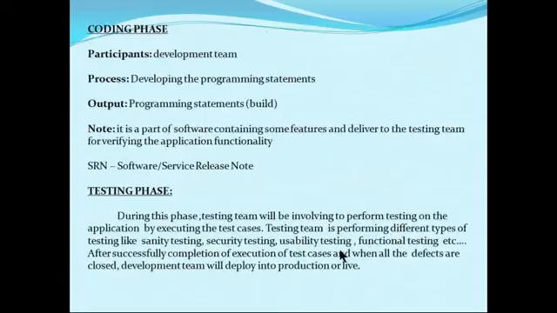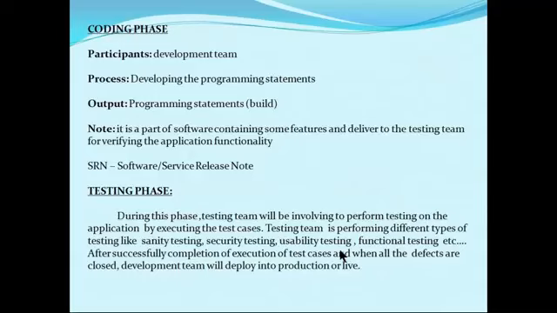Next, coming to the coding phase. The participants are the development team, the programmers. What are they doing? Developing programming statements. The output they get is a build. People call it a build, or AUT, application under test. What is a build? A build is a part of the software containing some features, delivered to the testing team for verifying the application functionality.